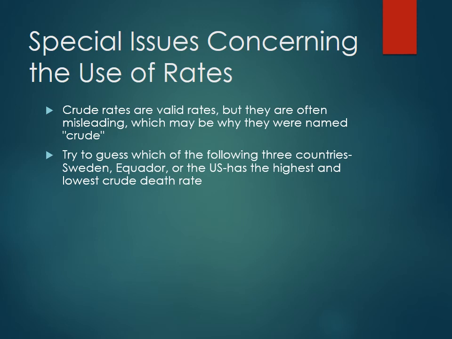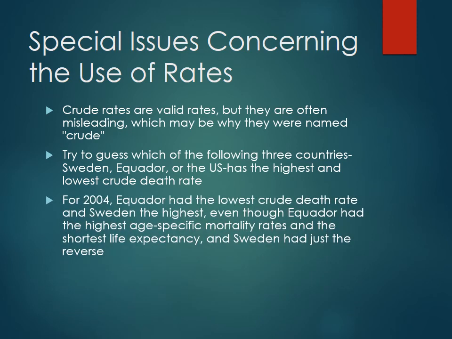Just kidding. Okay, so again, we can compare crude death rates. If you looked in 2004, Ecuador had the lowest crude death rate and Sweden had the highest. I know, right? This is why crude death rates can be difficult to look at. Even though Ecuador had the highest age-specific mortality rates and the shortest life expectancy, Sweden had just the opposite. They had the longest life expectancy and the lowest age-specific mortality rates.